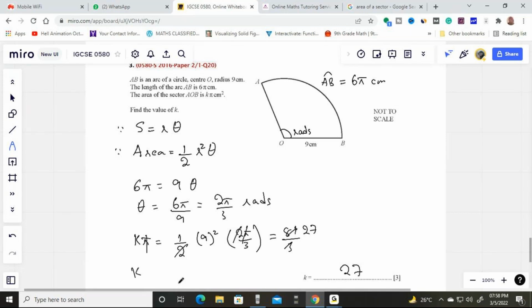Miss, this first statement S equals r theta, is it the area of the sector? No, it's the arc length formula. And this is the area of the sector formula. Okay? Don't you remember formulas? Tomorrow is your test.